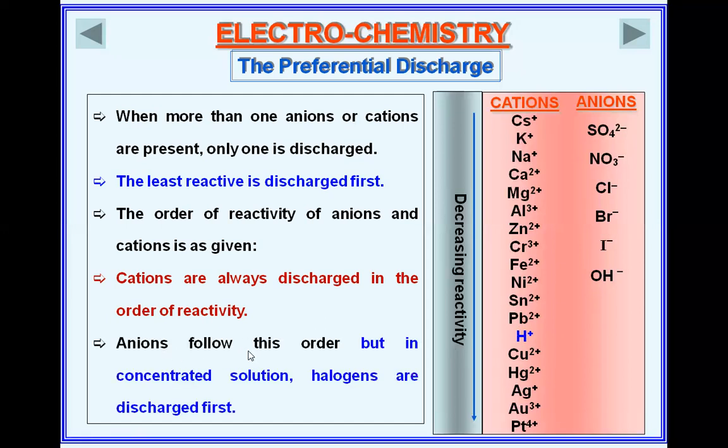So, anions follow this order, but in concentrated solutions, halogens are discharged first. Oxygen cannot be discharged at all. But if the solution is dilute, then oxygen can be obtained at the anode by the electrolysis of OH ions. It will be discussed later on in the same topic.